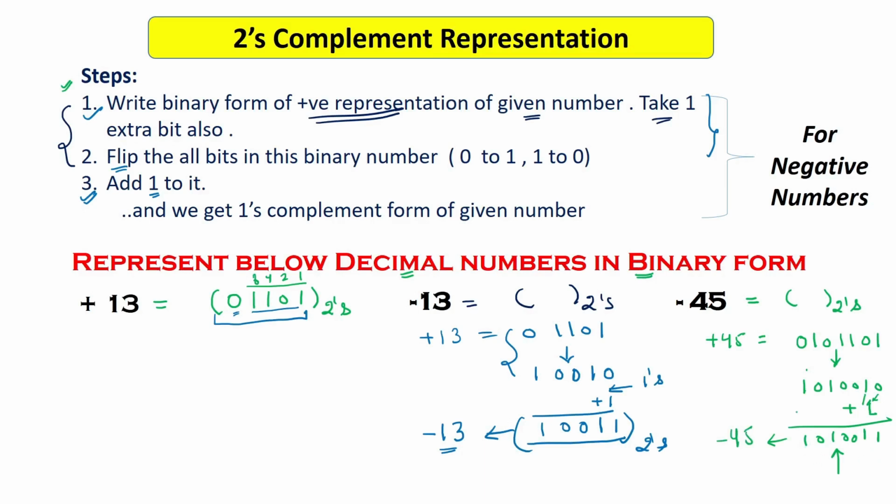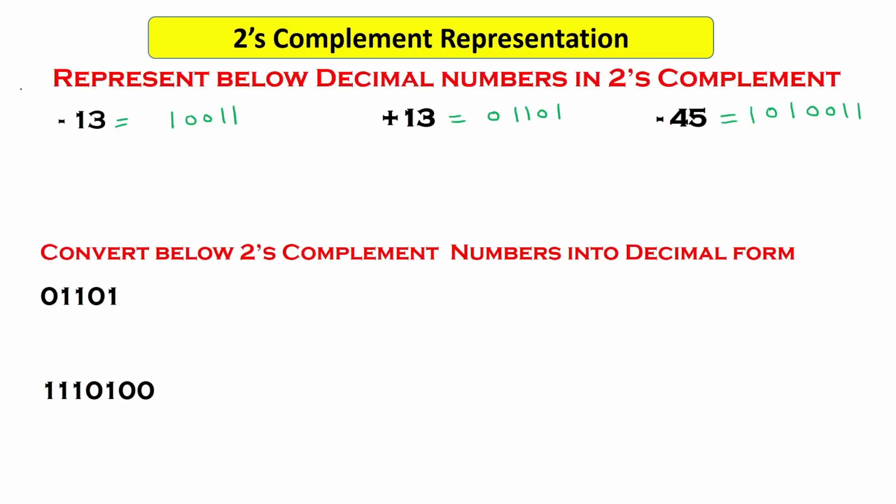So these are the steps to get the 2's complement representation for a given decimal number. Now let's see if we are given binary form, and how we can get the decimal representations. So these conversions we have just seen. Now let's see these conversions. So we are given the binary numbers in the 2's complement formats, and we have to convert them into the decimal number. So we have to find what will be the decimal number corresponding to this and corresponding to this.